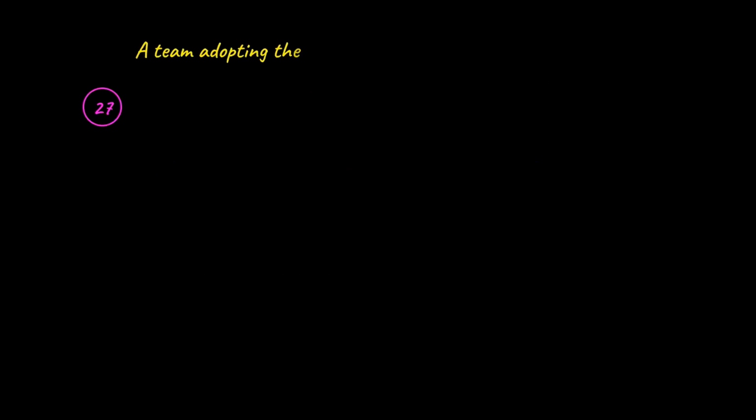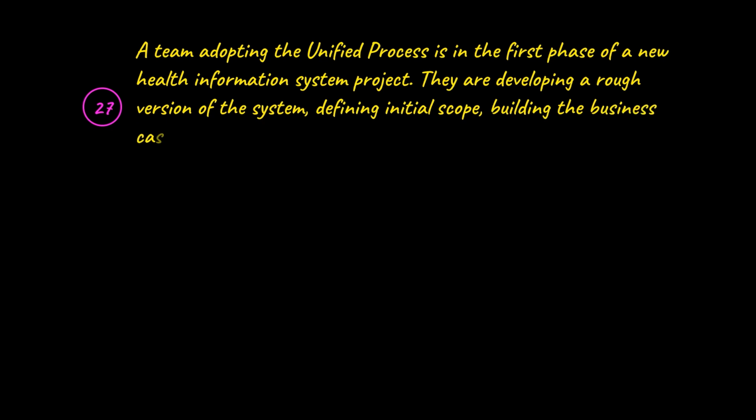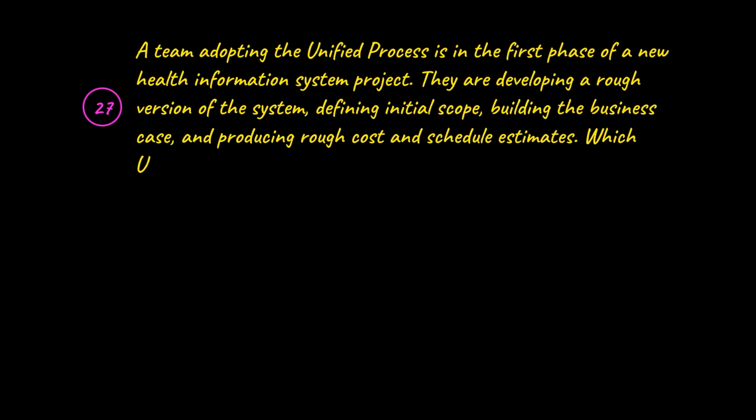Question 27. A team adopting the unified process is in the first phase of a new health information system project. They are developing a rough version of the system, defining initial scope, building the business case, and producing rough cost and schedule estimates. Which unified process phase are they in?